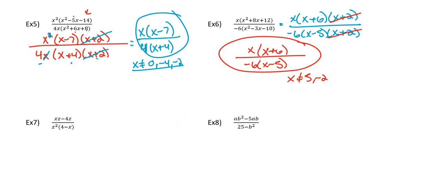If we look at the top here for number 7, we can take out a GCF from the top. We can take out a Z. So I'm going to take the Z out. And once we take out the Z, we're left with x minus 4. For the bottom, it's already factored. So we have Z squared, and we have 4 minus x.